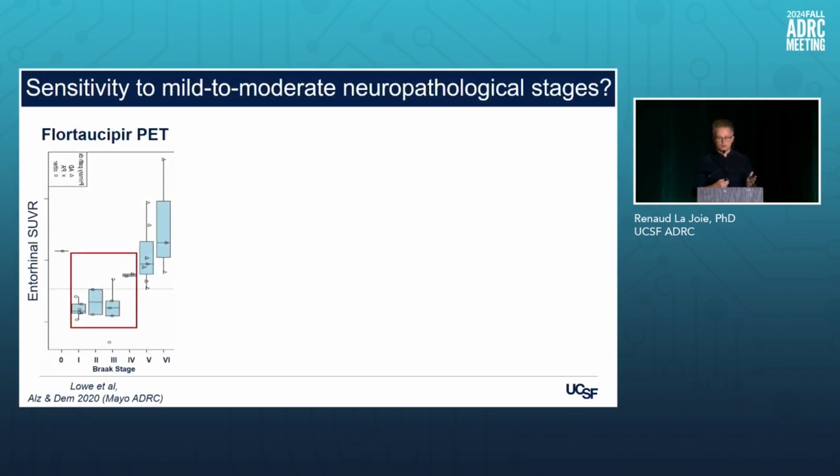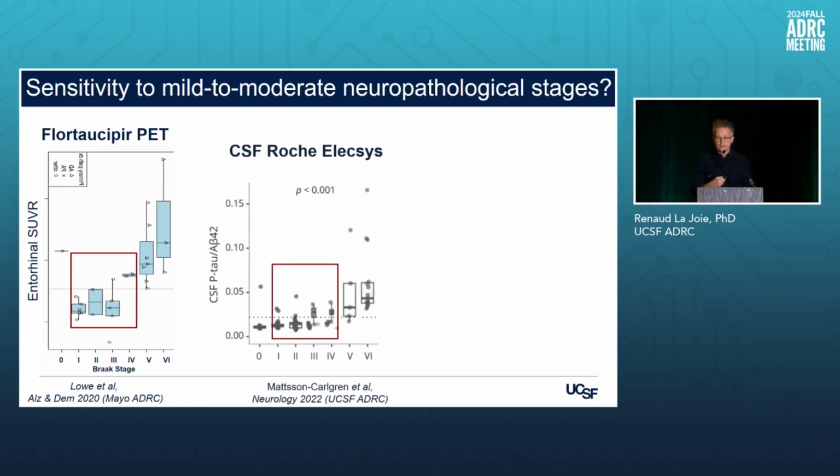This is not specific to amyloid. Here I'm showing you Braak staging, so staging of tau pathology, versus the amount of tau PET signal in the entorhinal cortex. You also see the same pattern of early stages not really showing any increased biomarker value. This is not specific to PET. This is another approved biomarker based on CSF that also shows that at mild to moderate Braak stages, you don't really have a systematic and very clear elevation of the biomarker value.